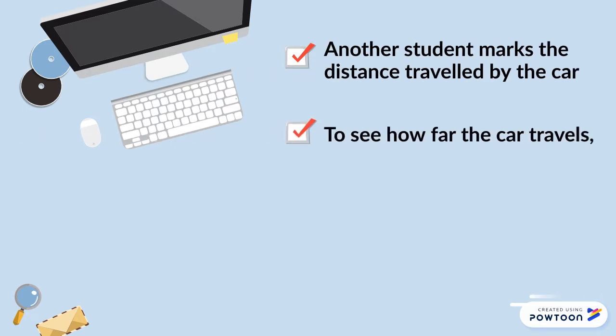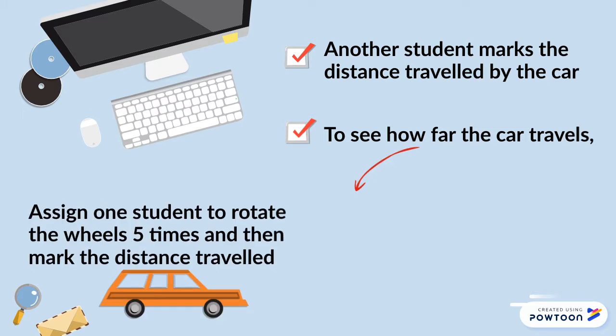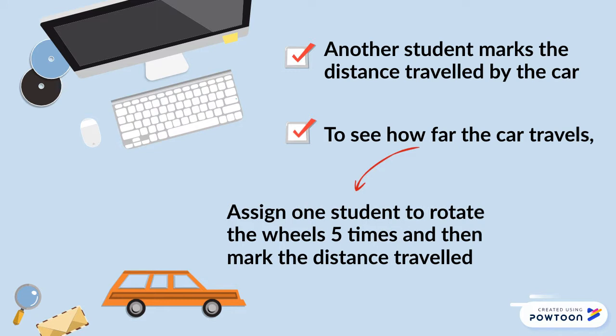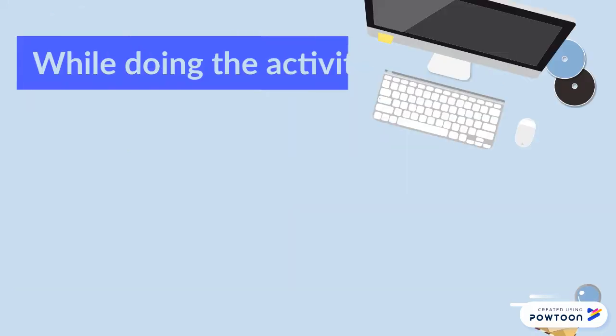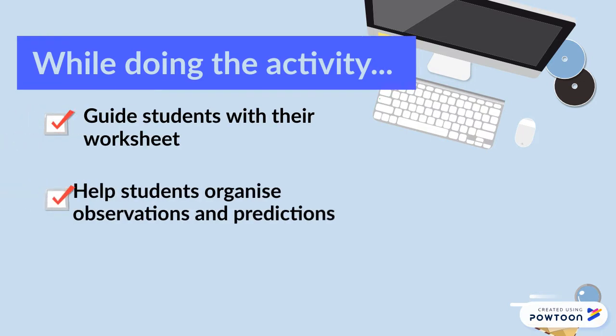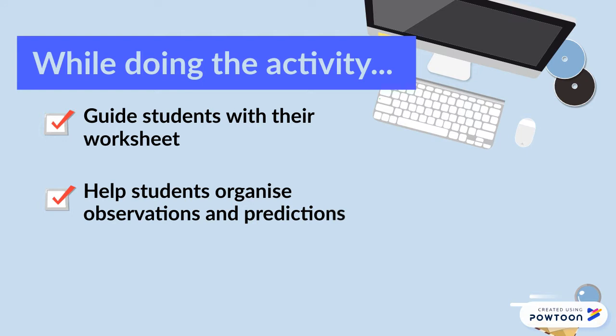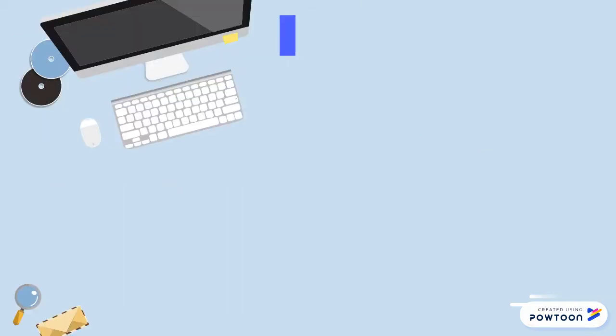To see how far the car travels in relation to the number of rubber band rotations, you can next rotate the wheels 5 times and mark the new distance traveled. While doing the activity, you can guide your students along a worksheet to help them organize their observations and predictions. We put our example of the handout down in the description below for your reference.